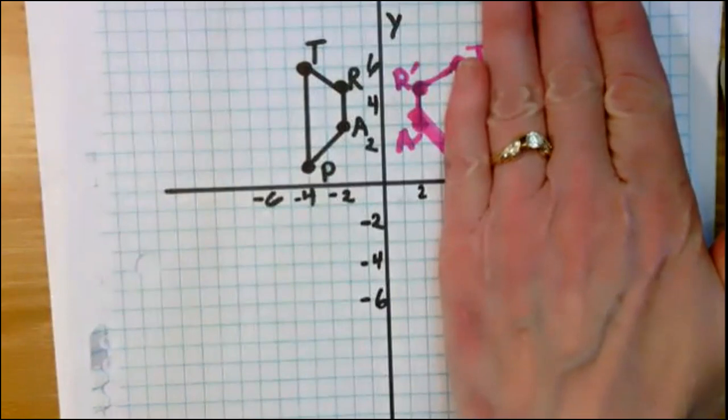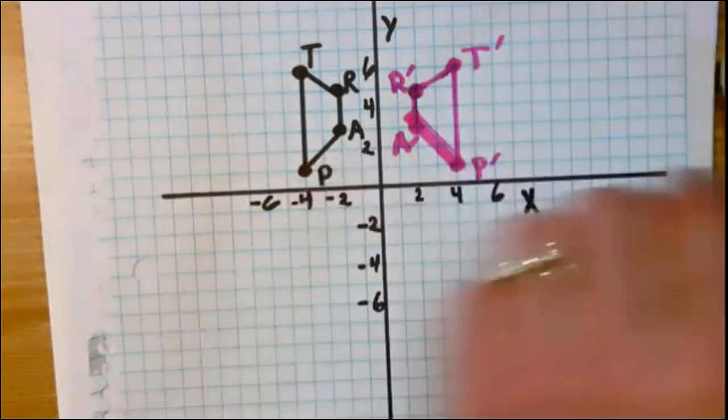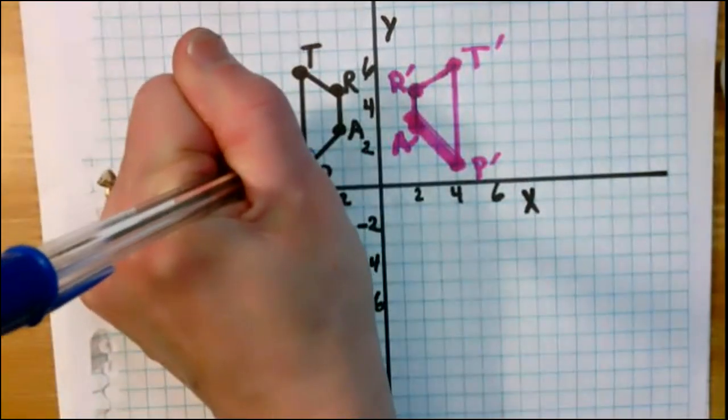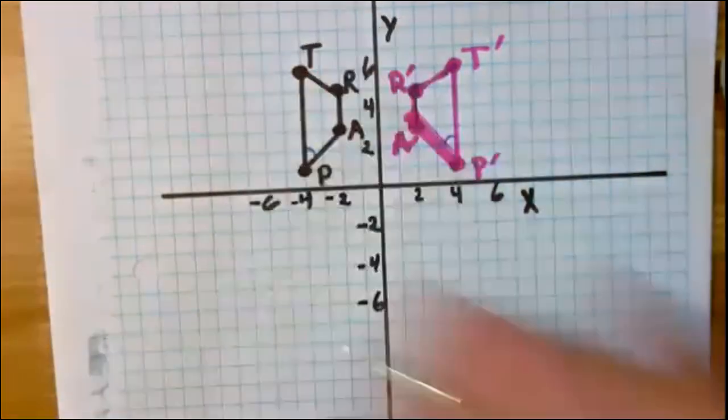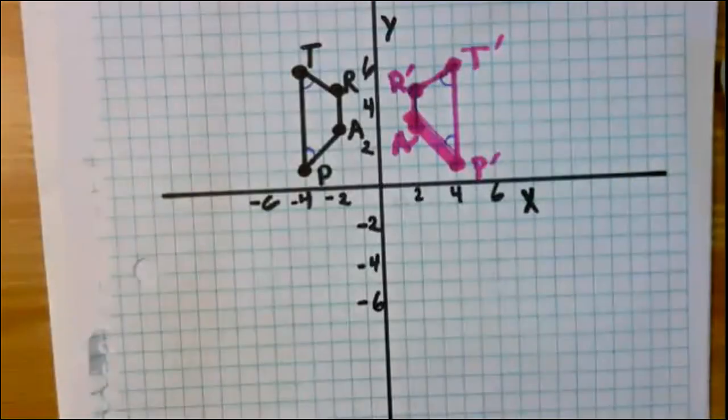I've changed the orientation because I flipped it. That's a mirror image, and I've changed the position. The angles are all the same size. I don't have a protractor on me, but if I did, this angle would be the same as this angle. This angle would be the same as this angle.